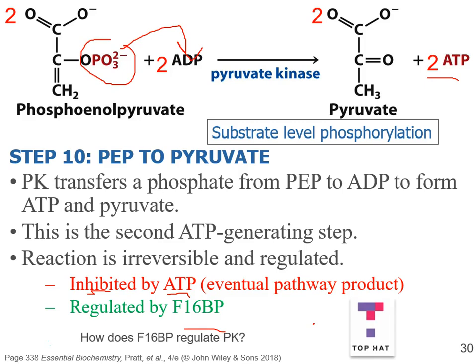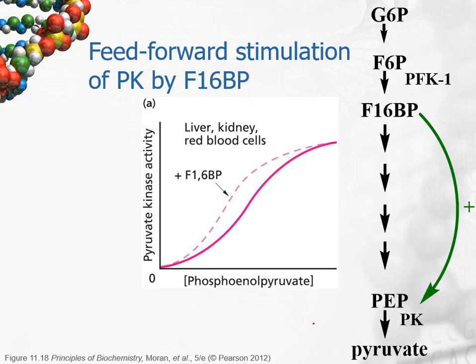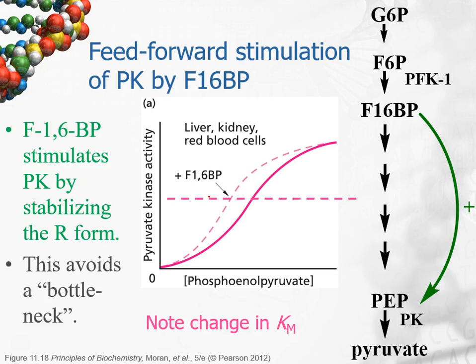So I did already sort of give this away, although you would have answered this on your top hat question. How does fructose 1,6-bisphosphate regulate pyruvate kinase? Well, you see that I didn't do this in green. But if you look here at the Km again, when you add the fructose 1,6-bisphosphate, notice that the Km goes down, and when the Km goes down, we have a higher affinity form, the R form. So fructose 1,6-bisphosphate binds to pyruvate kinase, not to the active site, but somewhere else, and stabilizes the R form.